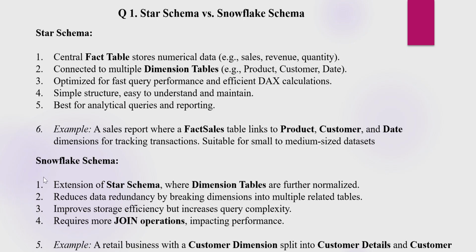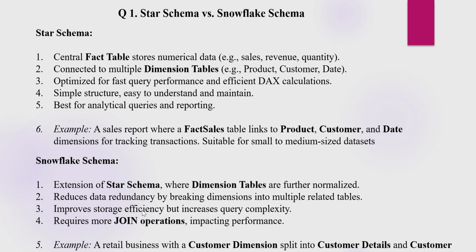And the snowflake schema is an extension of the star schema, where dimension tables are further normalized. What happens is there is a fact table connected with many dimension tables, but also a dimension table is connected to other dimension tables, and a hierarchy will be present in the data modeling.